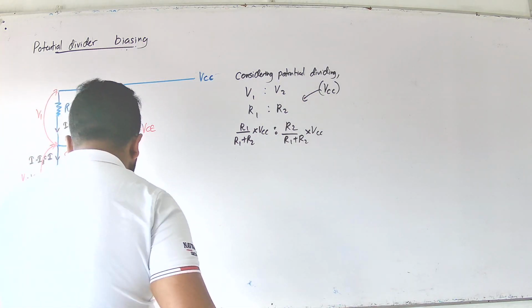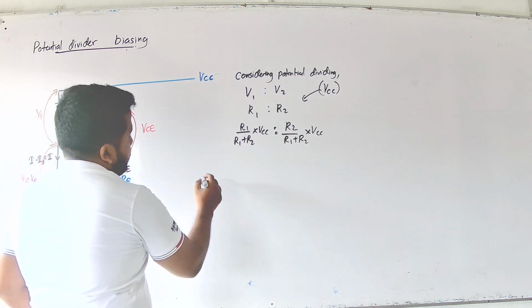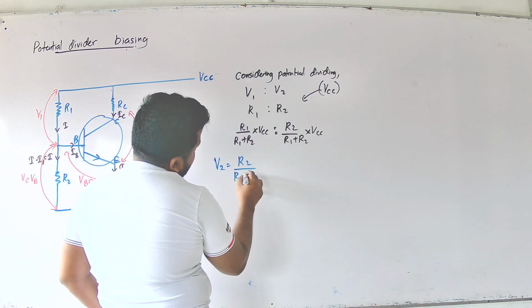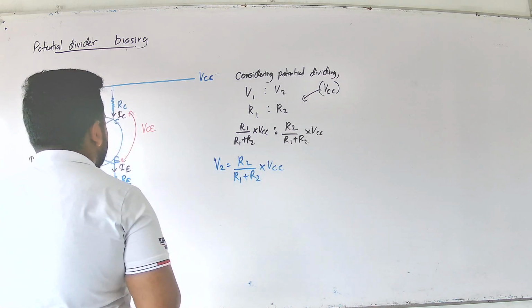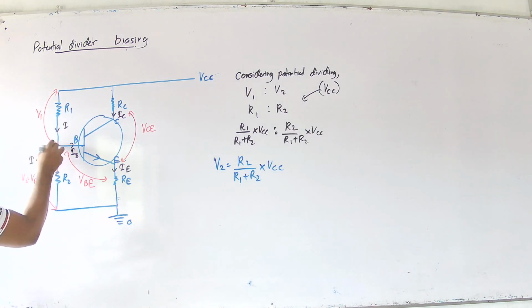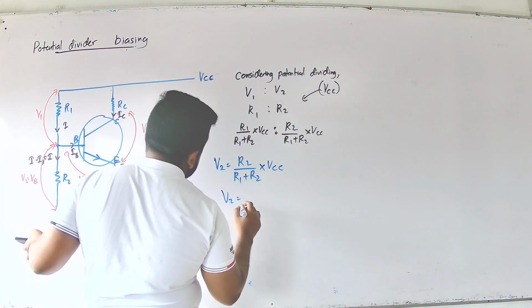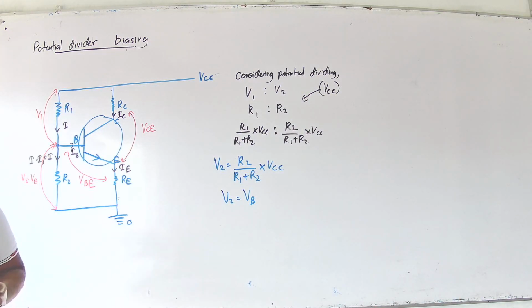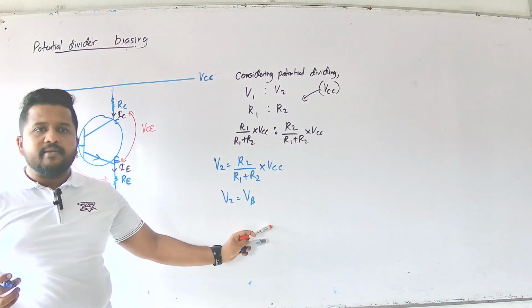So we can find V2. V2 equals R2 over R1 plus R2 into VCC. That means the potential of V2 equals the potential of the base, VB. This is 0, this is V2, so the potential of the base equals that.